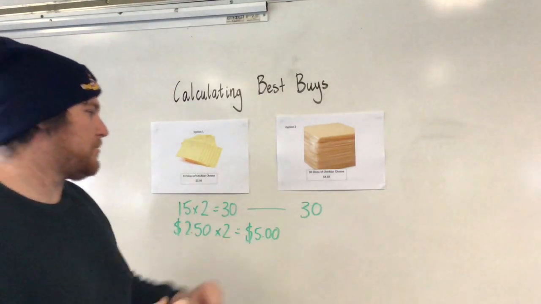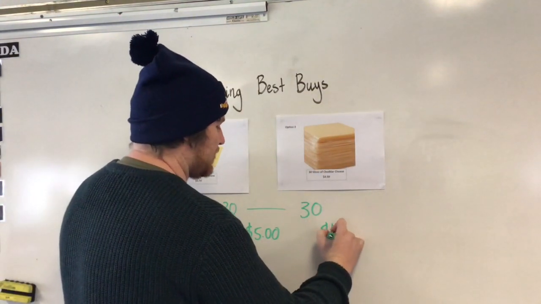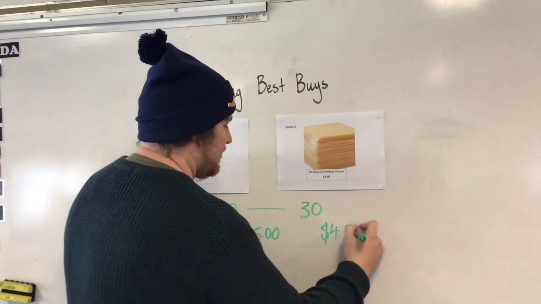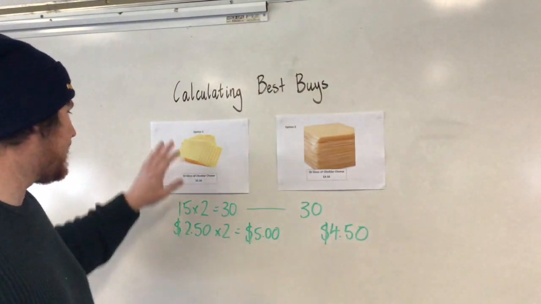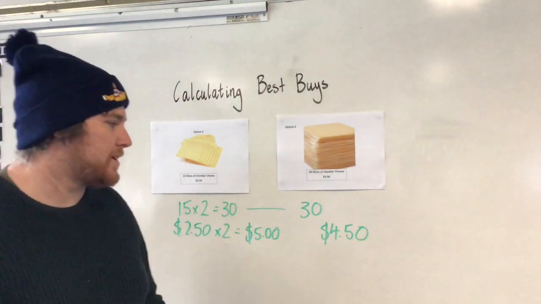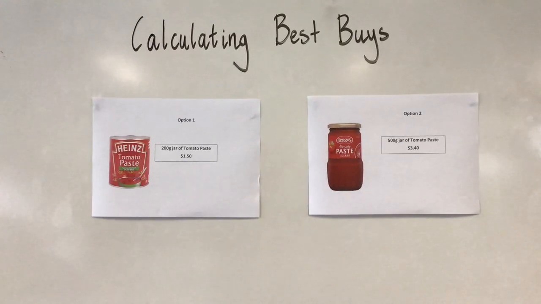Okay, now we can see we didn't do anything to this number, and we have 30 pieces for $4.50. Which do you think is cheaper? It's a lot easier to see now that we have the same quantity on each side. But sometimes it's not as simple as just doubling.